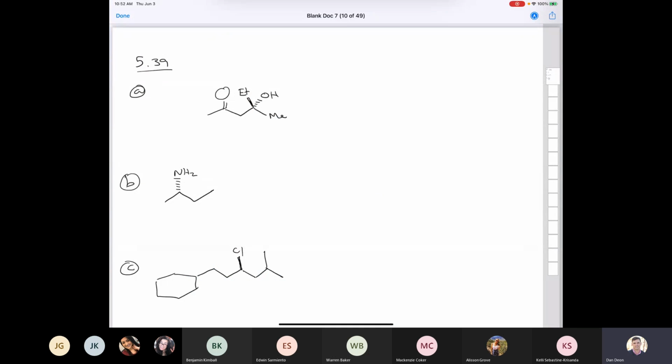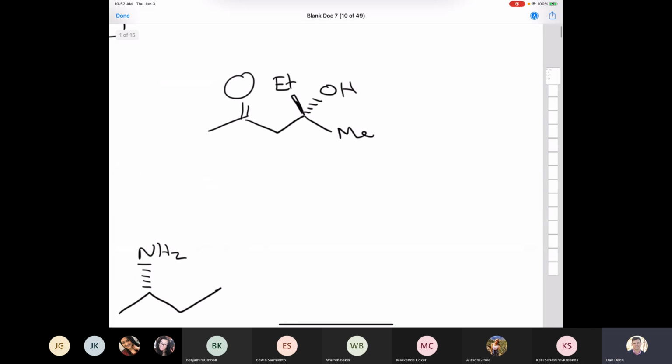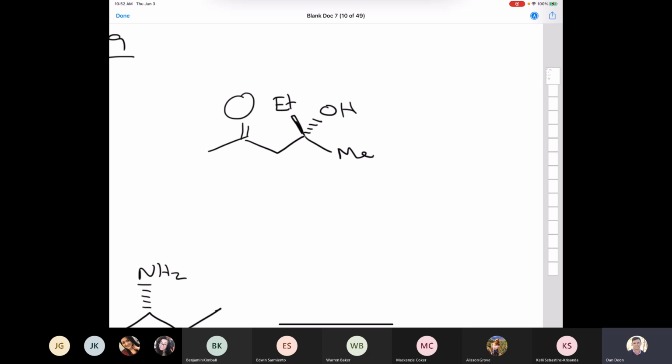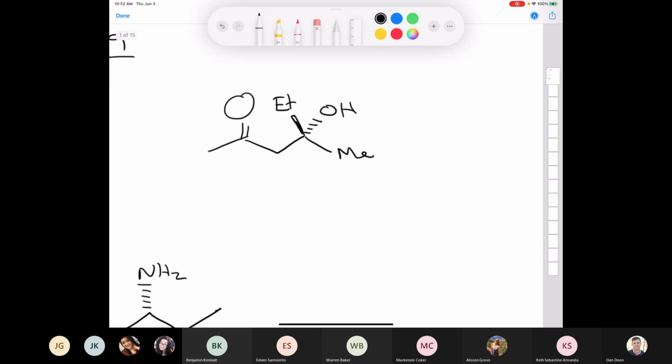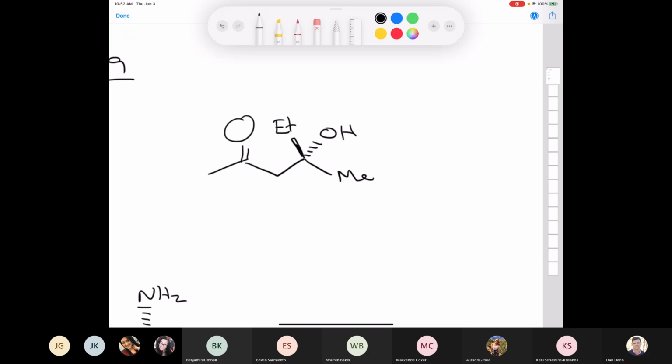All right, so 5.39a, where we're going to start. You can see we don't have any hydrogens attached to the chiral center, but we can order the groups in terms of their priority. We have the hydroxyl as being highest priority.